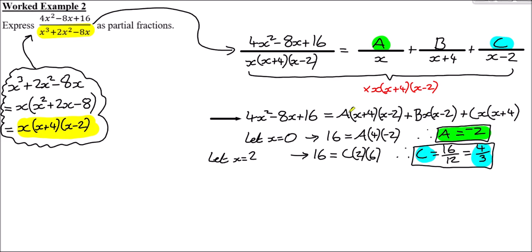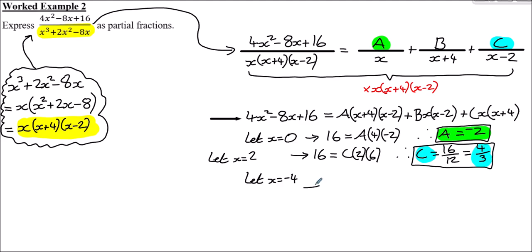Finally, let's work out what b is. So how can I make the a stuff and the b stuff vanish? Well, a and c have the bracket x plus 4. So I'm going to go for x being minus 4 to make those two brackets vanish and become nothing. Then I can focus in on b. So now, let x be minus 4.